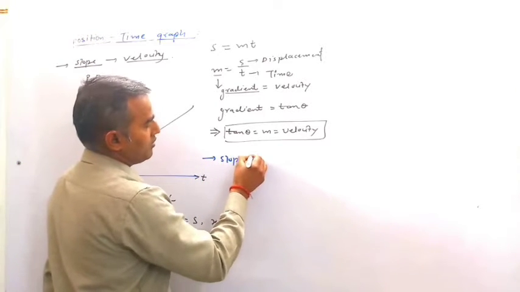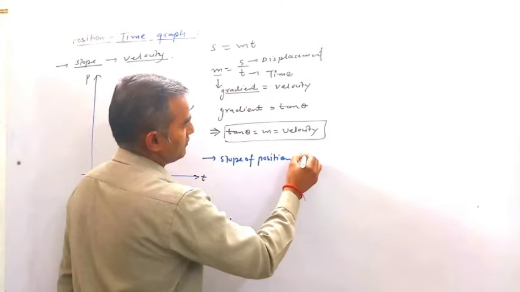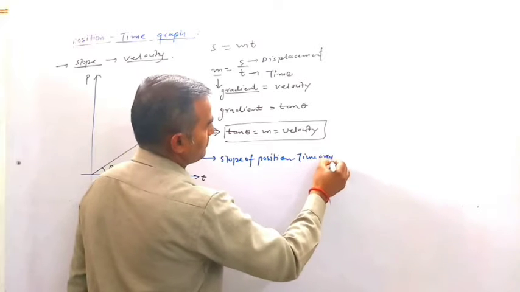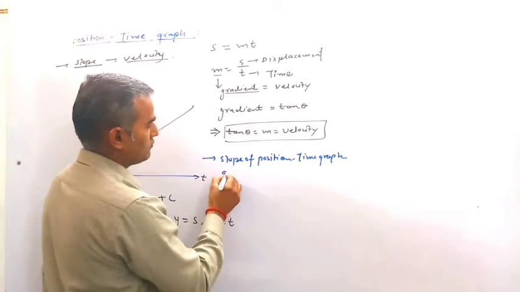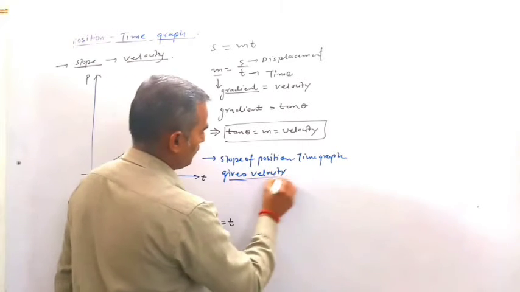Slope of position time graph gives velocity.